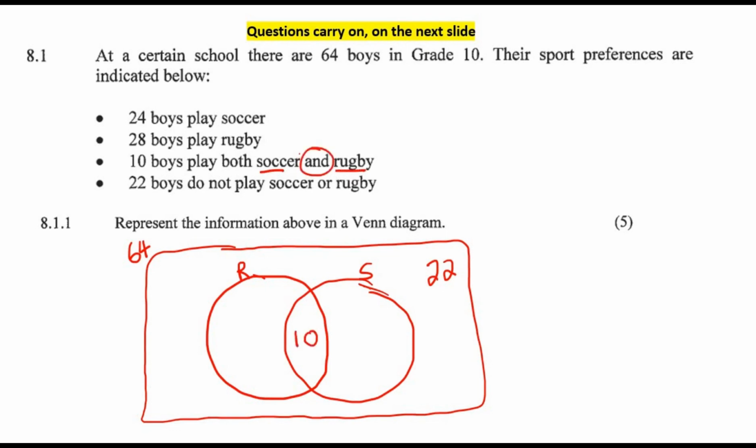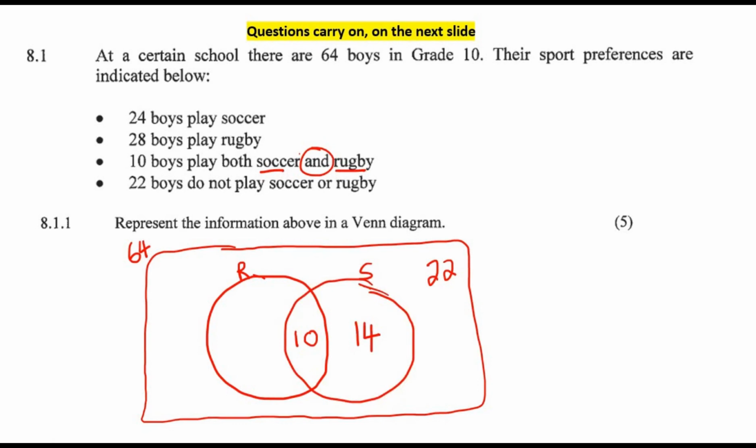This one's actually quite a nice one. It says that there are 24 boys who play soccer. What a lot of you students do is you'll want to put the 24 over here, but that is not correct. Why? Because they said 24 boys play soccer. That means in total. So you've got to look at the whole soccer circle, and that whole circle must be 24. So this part would only be 14. That's a big area where a lot of students get confused.